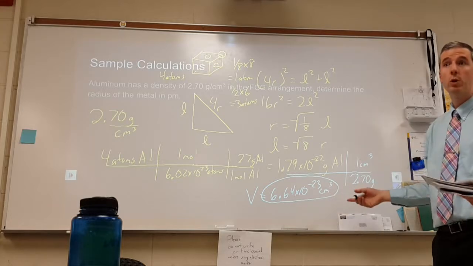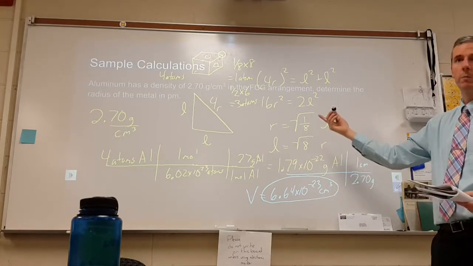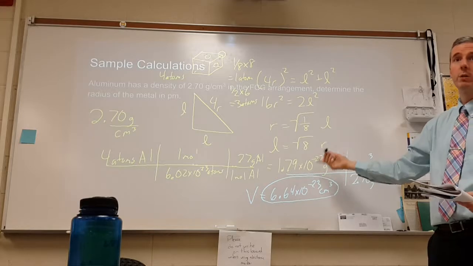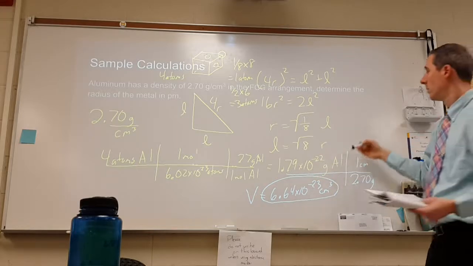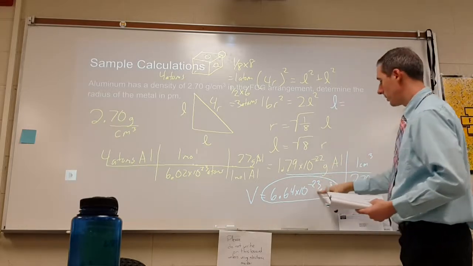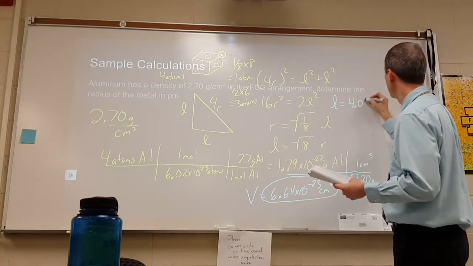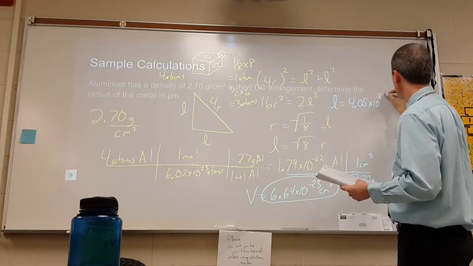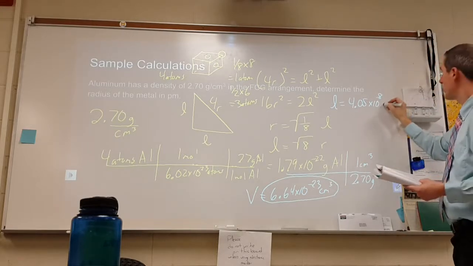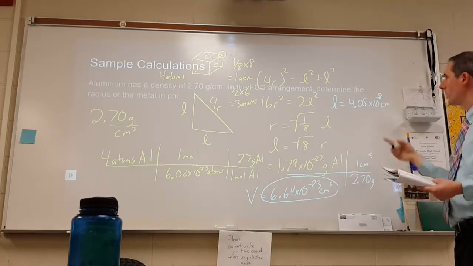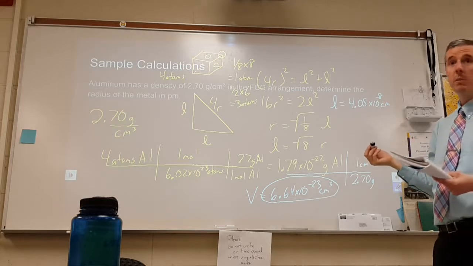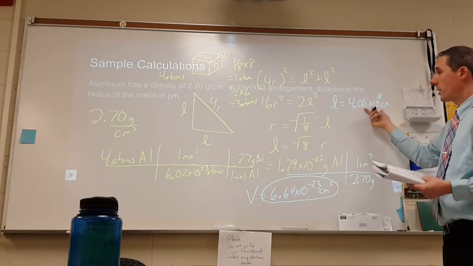Cube root it. You cube root it because L cubed is your volume. So if you cube root this, that tells you the length of the side. So L is equal to the cube root of this answer, which ends up being 4.05 times 10 to the negative 8. Now your units on that are in centimeters. Okay. So really 4.05 times 10 to the minus 10th in meters. So that's our side length.